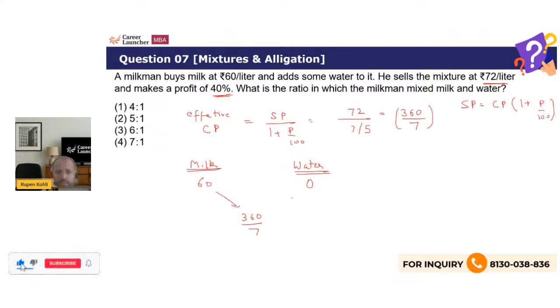So the alligation rule will now come into the picture. 60 minus 360 by 7 here and 360 by 7 minus 0 here. So this is 7 into 60, 420, minus 360, which is 60 by 7. So this ratio, 360 by 7 is to 60 by 7, is what? The 7s cancel, 6 is to 1. Did you get the point? First of all find the overall effective cost, then use the alligation concept.